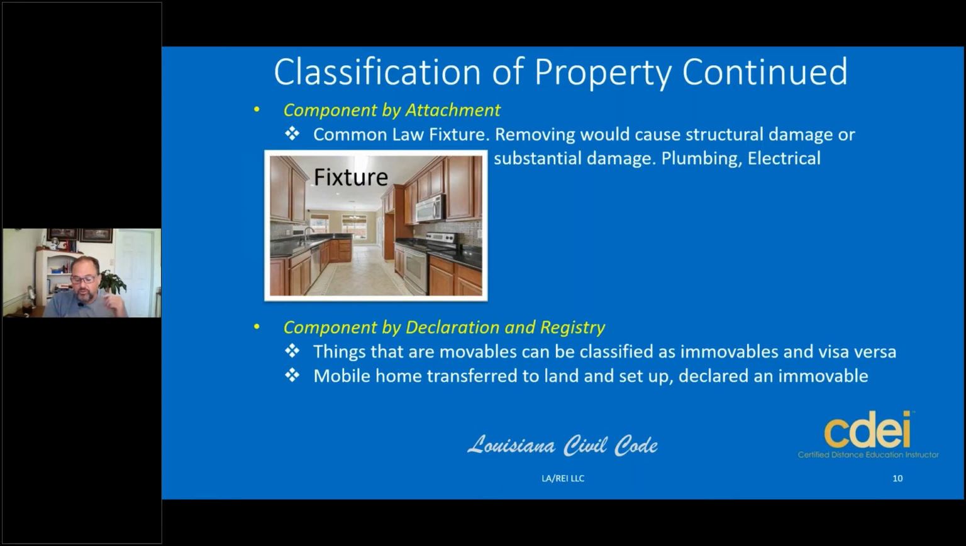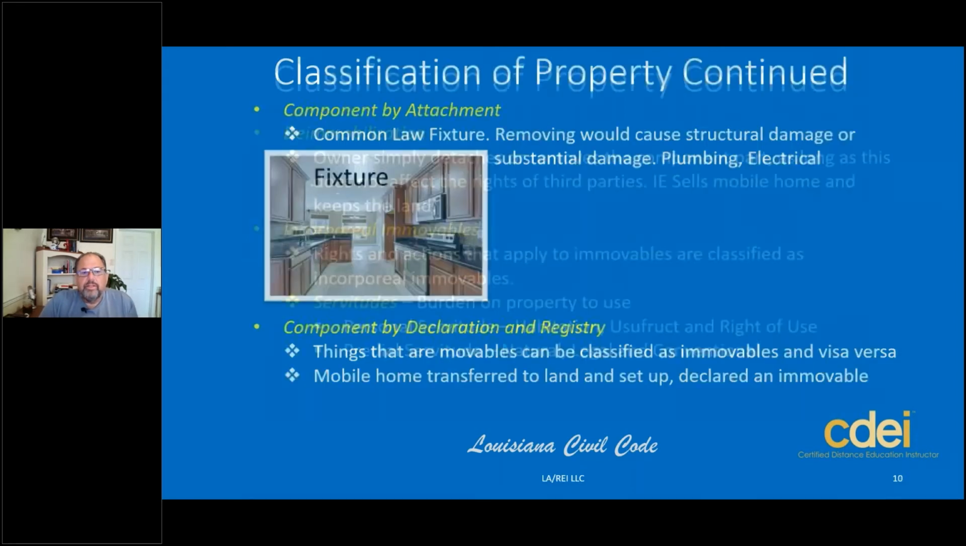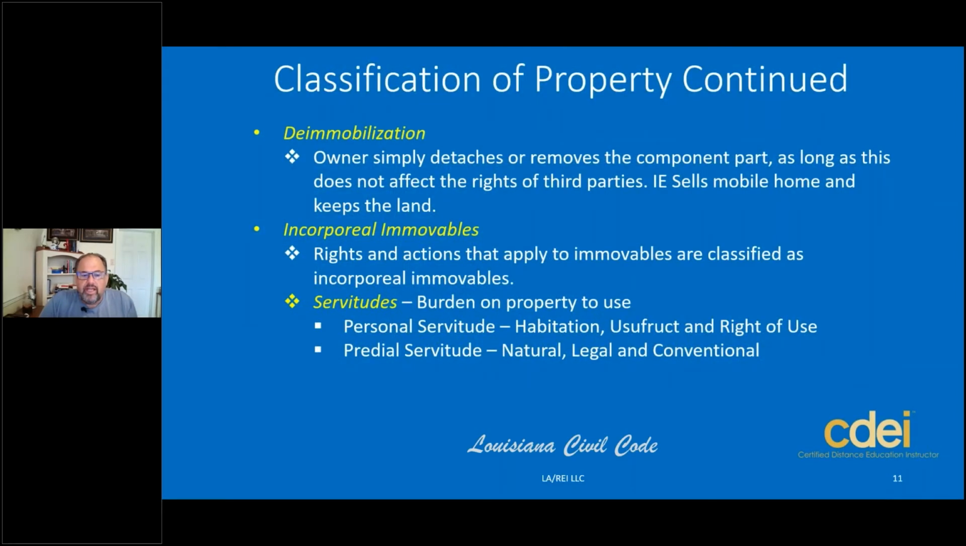But I got another good one I'm going to show you in a couple of slides, so we'll circle back to this. Now, continuing on, demobilization is nothing more than detaching a component part, okay? So from as little as taking a ceiling fan down, we call that severance in common law. When you take a ceiling fan, you take an immovable or a fixture or real property, making it into personal property in common law. Demobilization is the same thing. We're detaching and making it into a movable, okay?